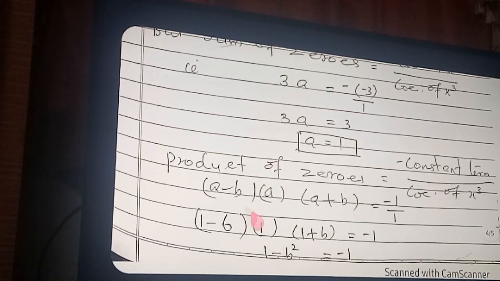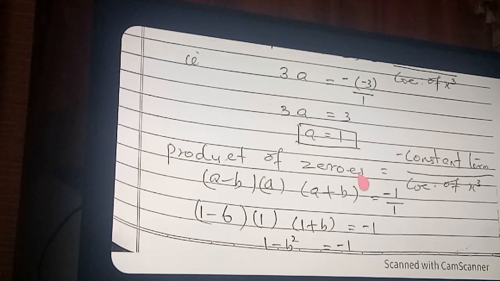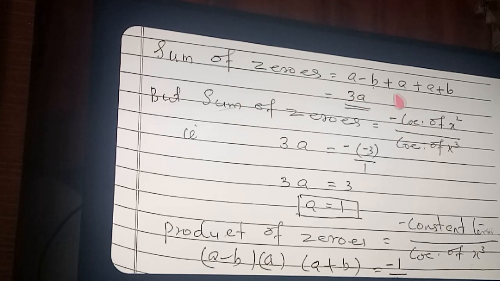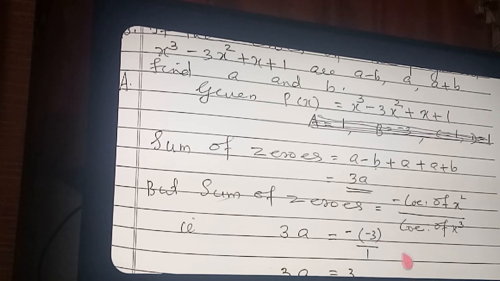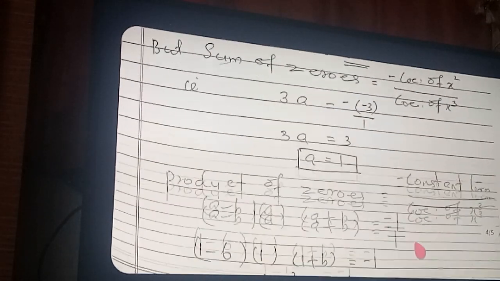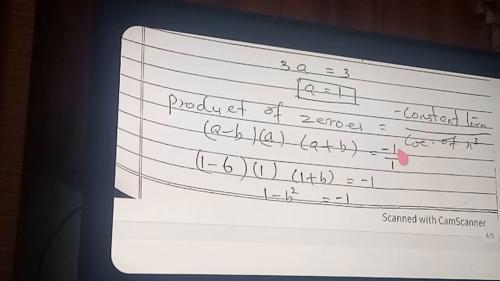Okay. Now you know the product of zeros. What is the formula for the product of zeros? Minus d by a. Minus d by a means minus constant term divided by coefficient of x cube. So the product of zeros, a minus b into a plus b, is equal to minus the constant term, which is given as 1. You can see in the polynomial, what is the constant term? 1. Okay. Constant term is 1, and the coefficient of x cube is also 1.